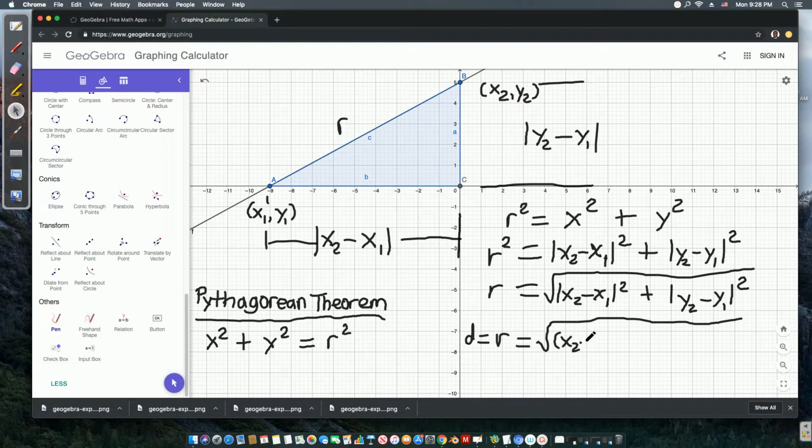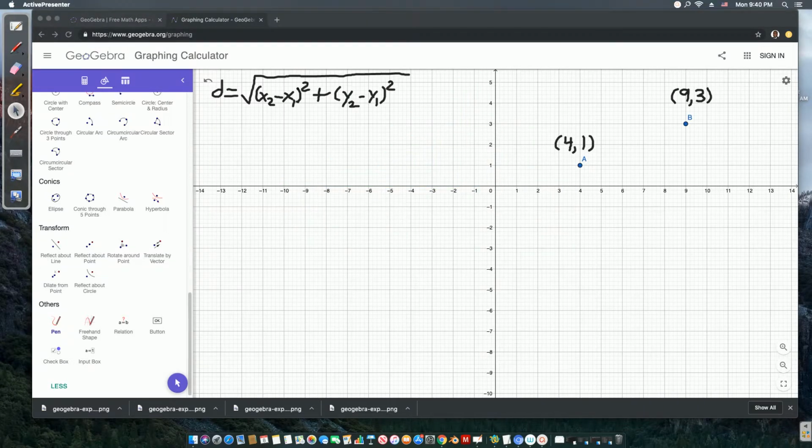So we got x2 minus x1, and that's squared, plus we have y2 minus y1, and that's also squared. And this is the distance formula. And this is what we wanted to show. Okay, let's apply the distance formula.